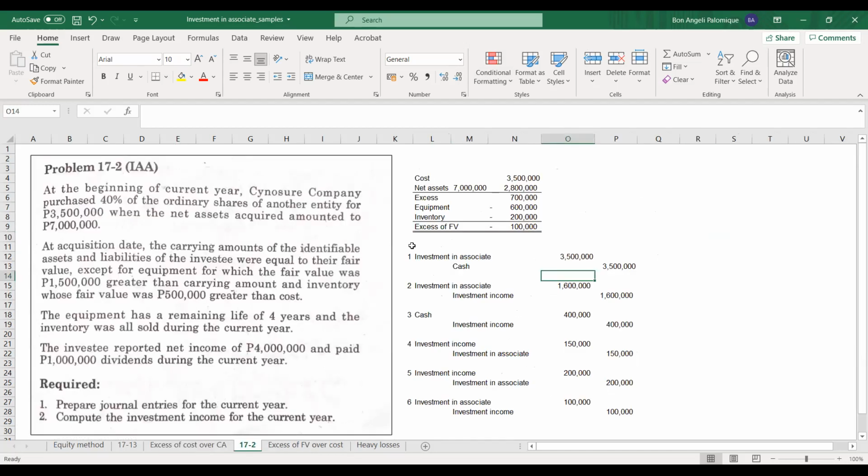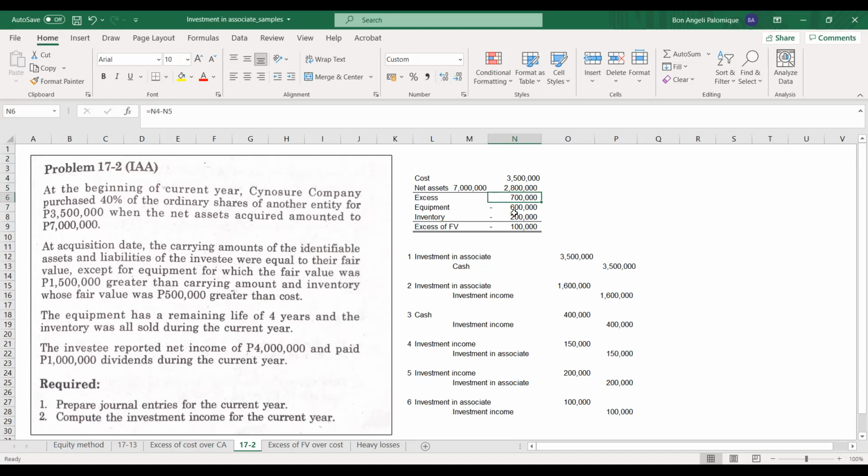So, next sample, problem 17-2. So, ito naman, at the beginning of the current year, the company purchased 40% of the ordinary shares of another entity for 3,500,000. So, yung cost natin is 3,500,000. When the net assets acquired amounted to 7 million. So, 7 million yung binibili mo, multiplied by 40%. So, ang net assets lang nung part na binili mo is 2,800,000. So, yung binayad mo is excess dun sa net assets. So, meron ka pa excess na 700,000.